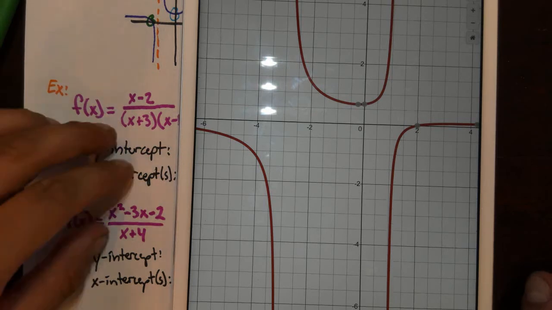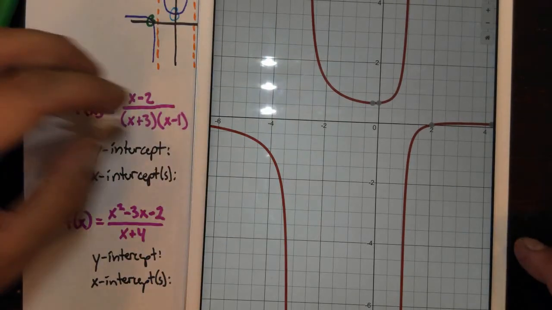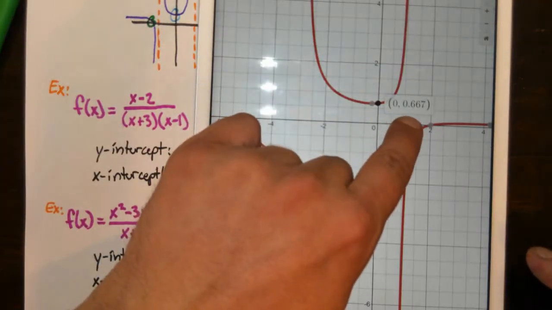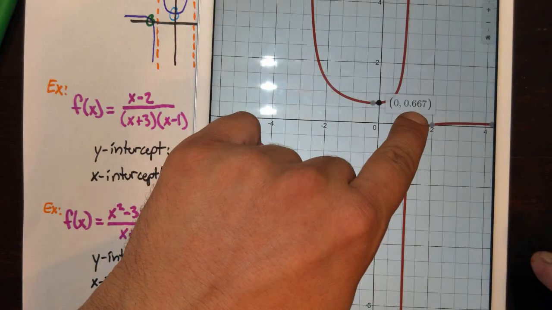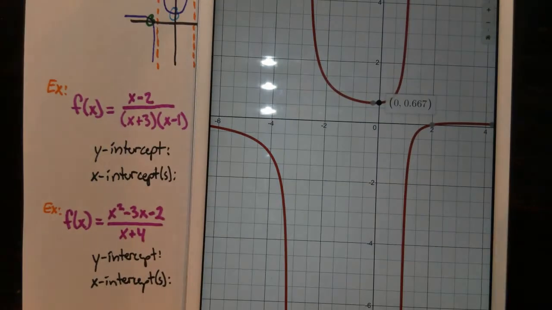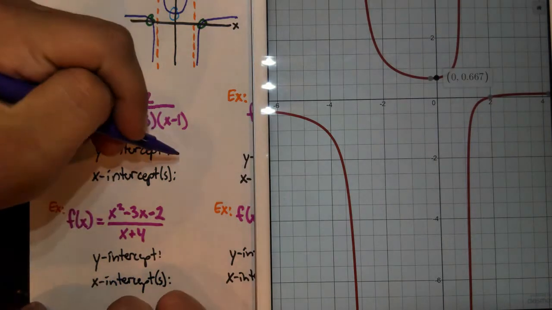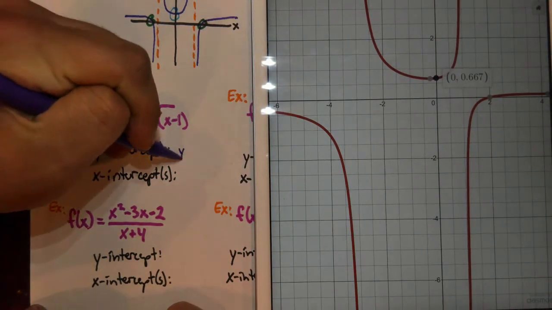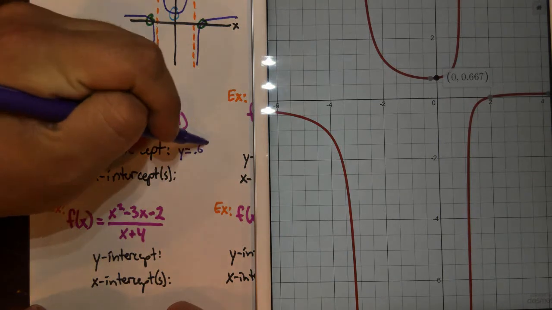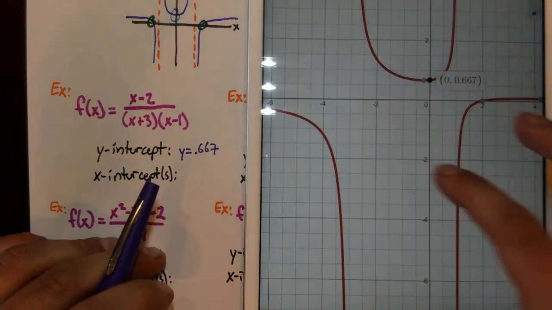So what are our x and y intercepts? Let's start with the y-intercept. That's the one on the right. We're looking at our y value here for our y-intercept. That's going to be 2/3 or 0.667. So our y-intercept is y equals 0.667.